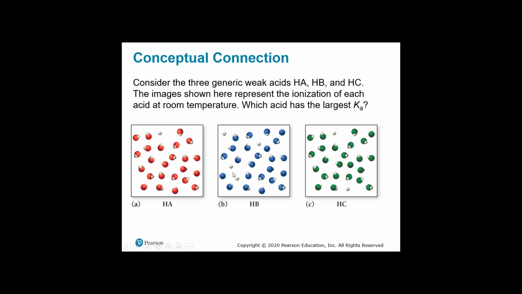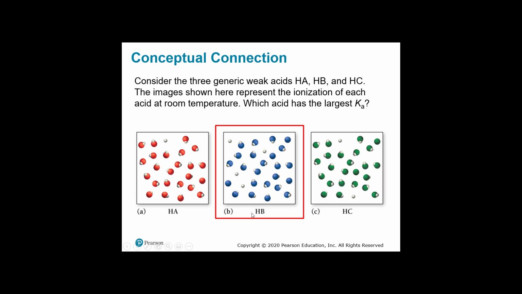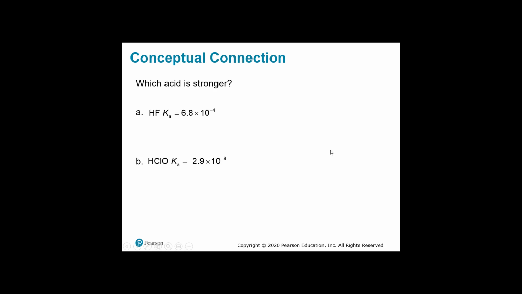Here we have 1, 2, 3, 4. The rest stayed intact. And over here we have 2. So HB, the weak acid HB, is going to have the larger Ka because it ionized more than HA and HC. HA would be the weakest because it only ionized with one, compared to at least this one had two.